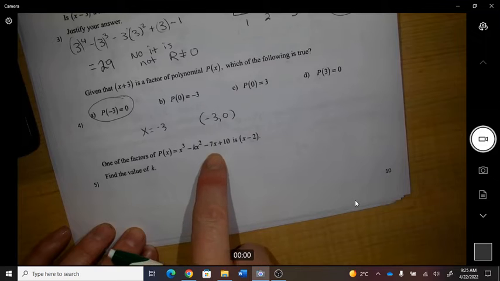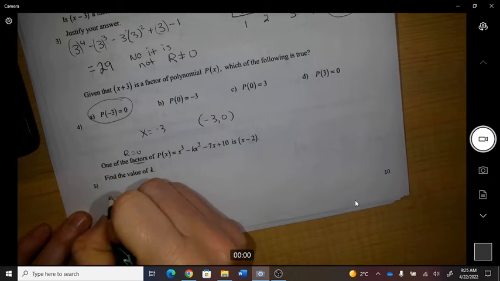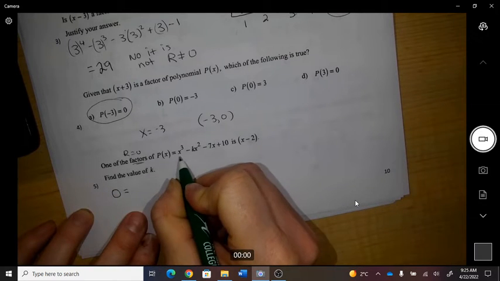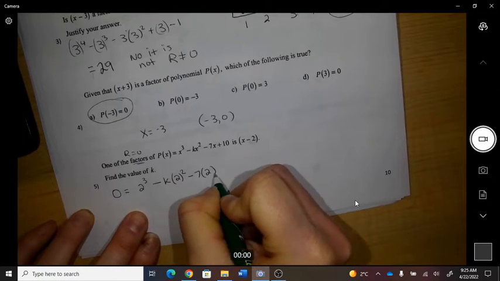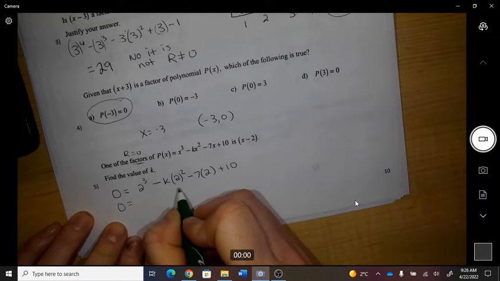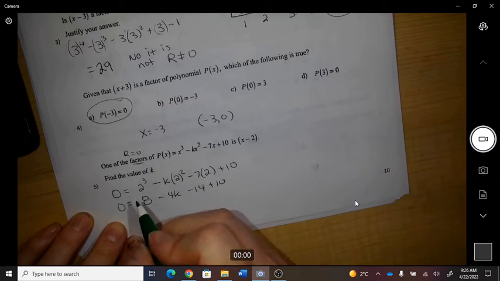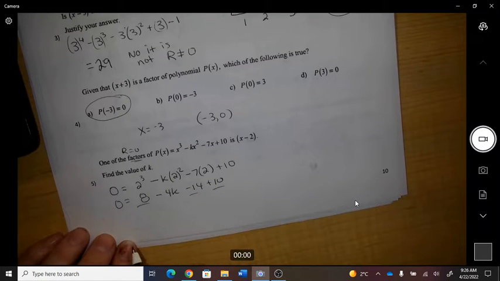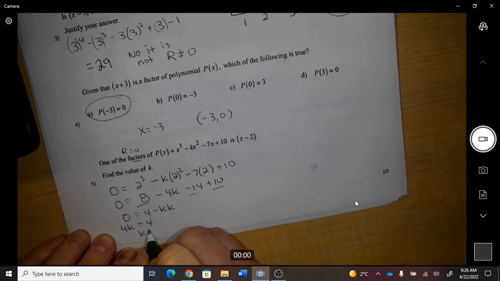One of the factors of that is x minus 2, so find the value for k. So if it is a factor, the remainder should be 0. So 0 equals, so I'm going to plug a 2 in, 2 cubed minus k times 2 squared minus 7 times 2 plus 10. So this would be 8 minus 4k minus 14 plus 10. So I'm going to put those numbers together. So that would make 4. And then if I move 4k over, k would equal 1.